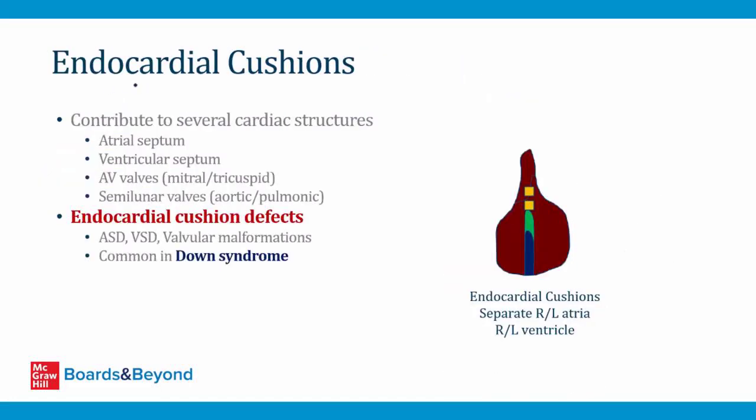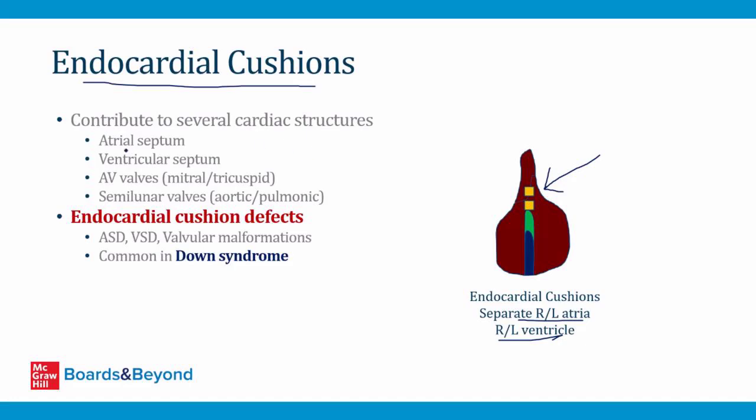All right, let's talk in a little bit more detail about those endocardial cushions. Those are the two yellow squares here in my cartoon that separate the right and left atria and finish the separation of the right and left ventricles. So the endocardial cushions contribute to development of a number of structures located at the top of the ventricles right near where blood leaves to go to the pulmonary artery or the aorta.